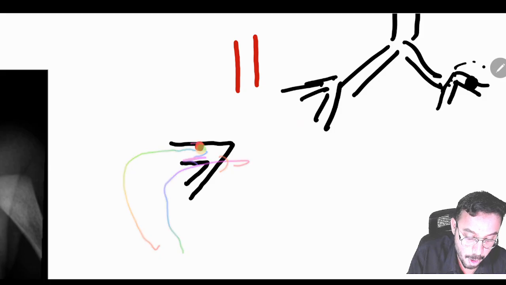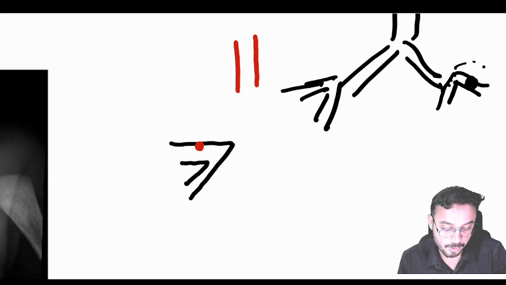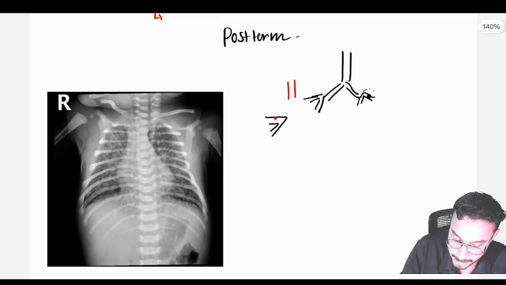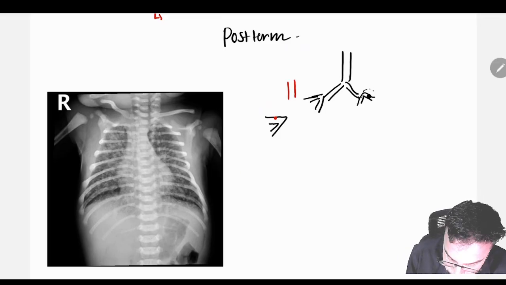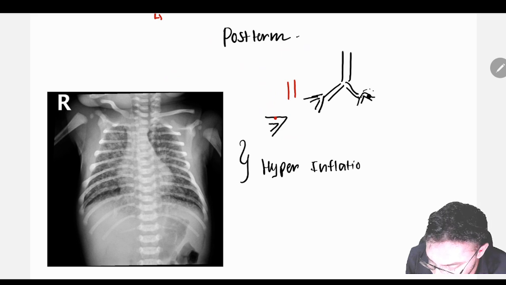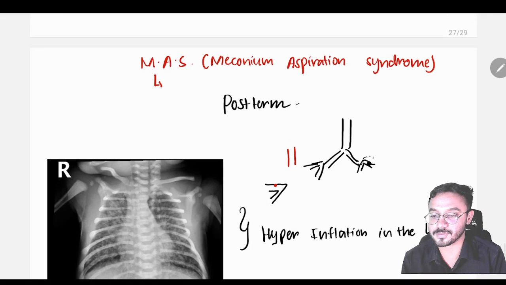So that's why on X-ray you will find hyperinflated lungs. This is the reason for hyperinflated lungs. Due to this meconium, there is hyperinflation in the lungs. This happens in postterm babies. So the most common cause of distress in a postterm baby is meconium aspiration.